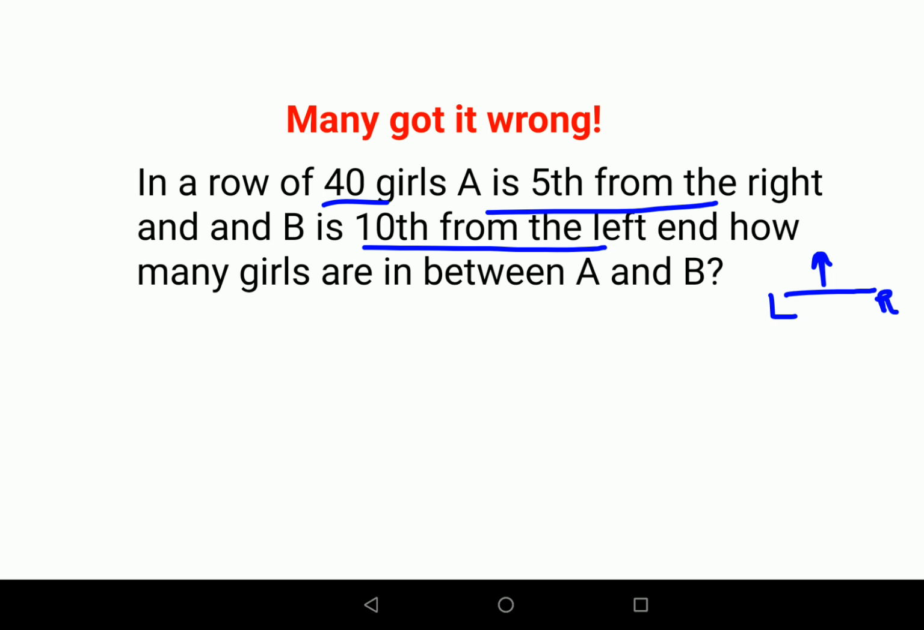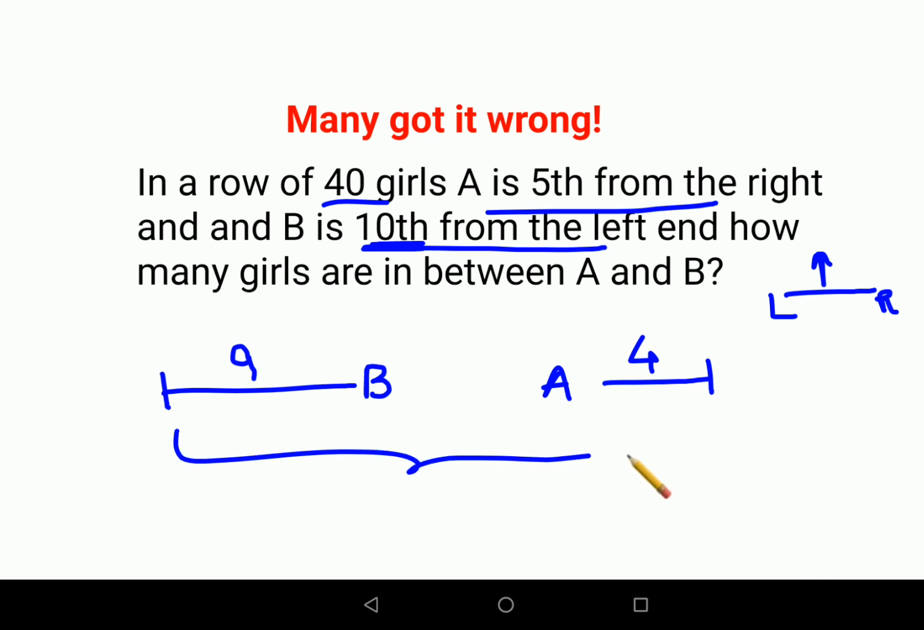So let this be the row, and this is the left end of the row, okay? They are saying A is 5th from the right end, and B is 10th from the left end. So B will be somewhere here and A will be somewhere here. Now B is 10th from the left end, so before B there will be 9 people. Similarly, after A, there will be 4 people, right? And they have told you the total is 40. So, we need to check what is the value of X in this case.